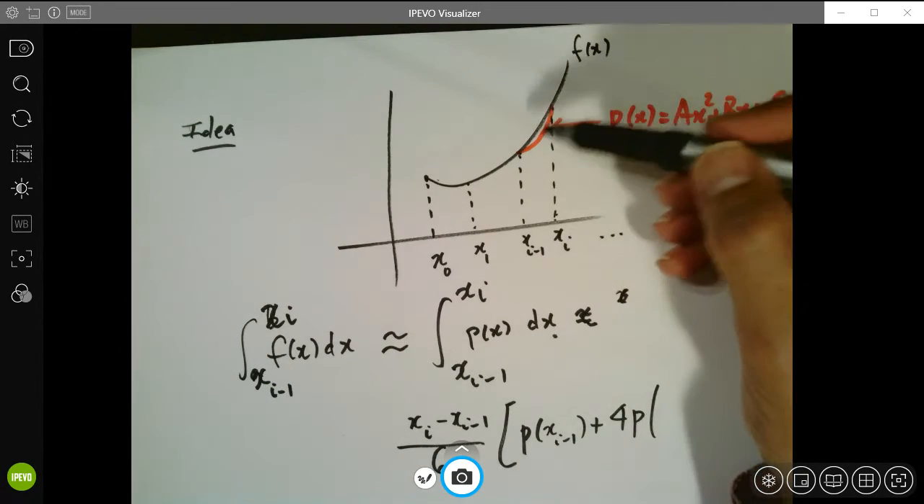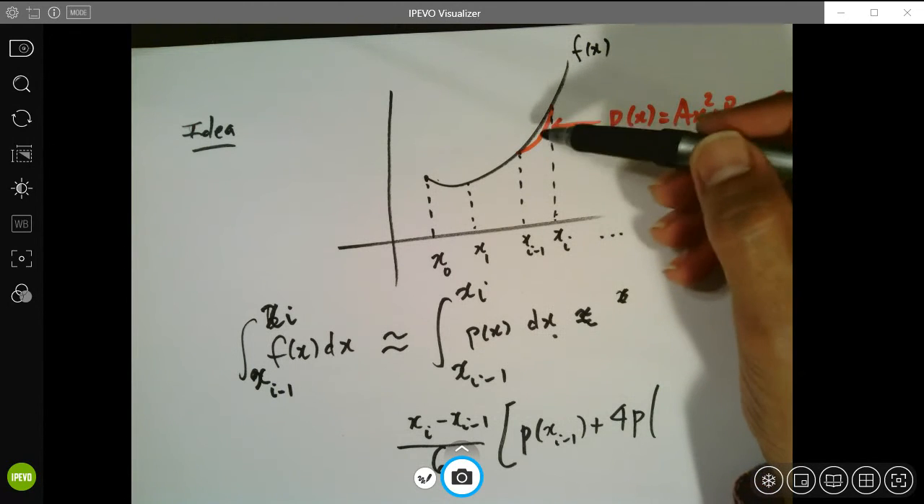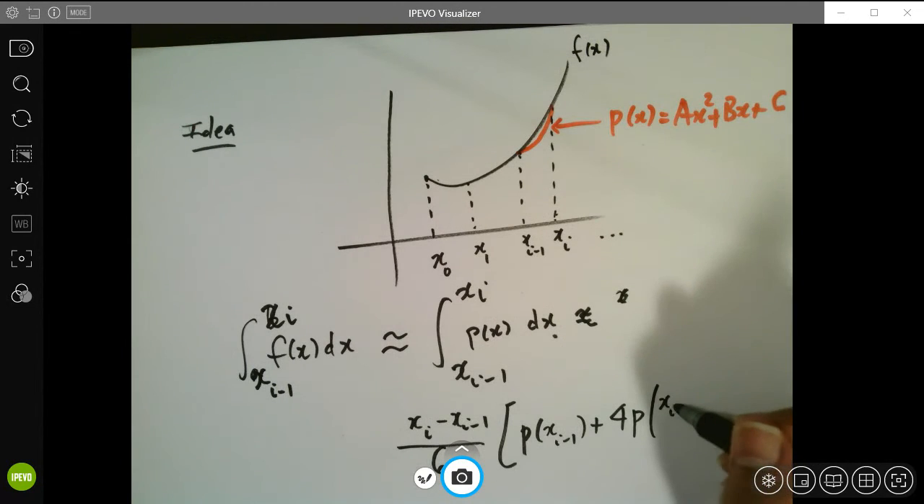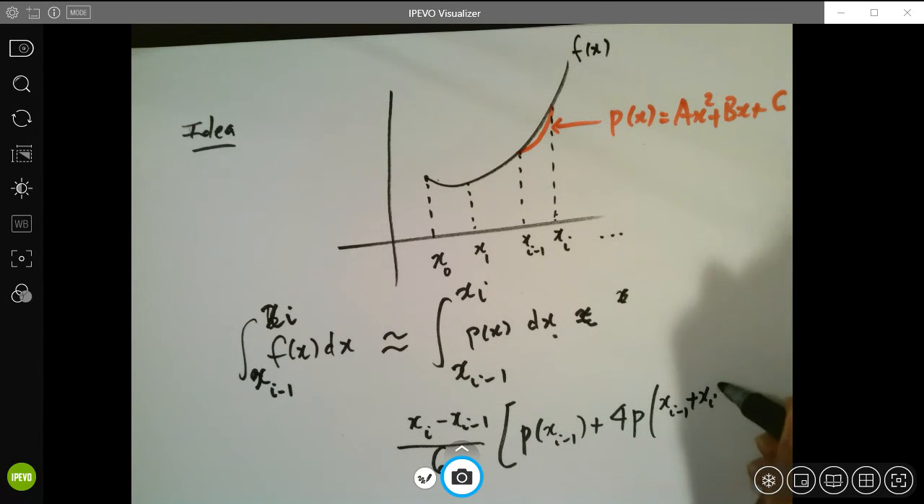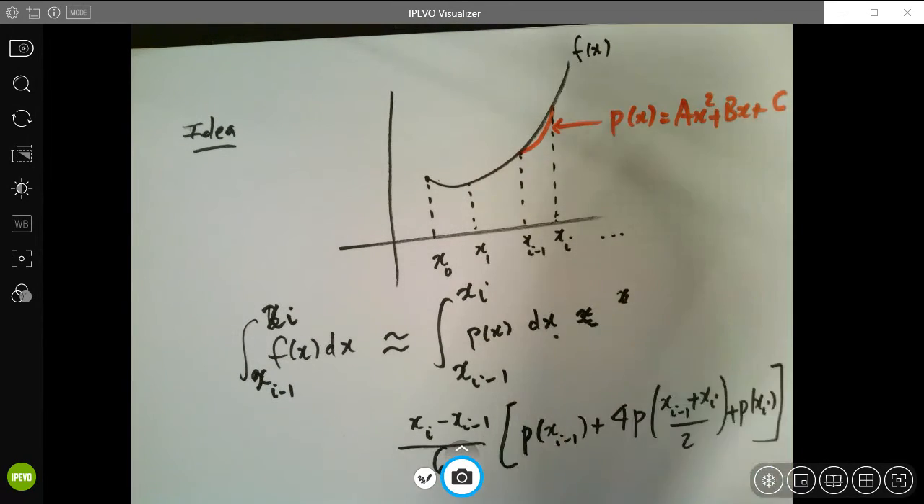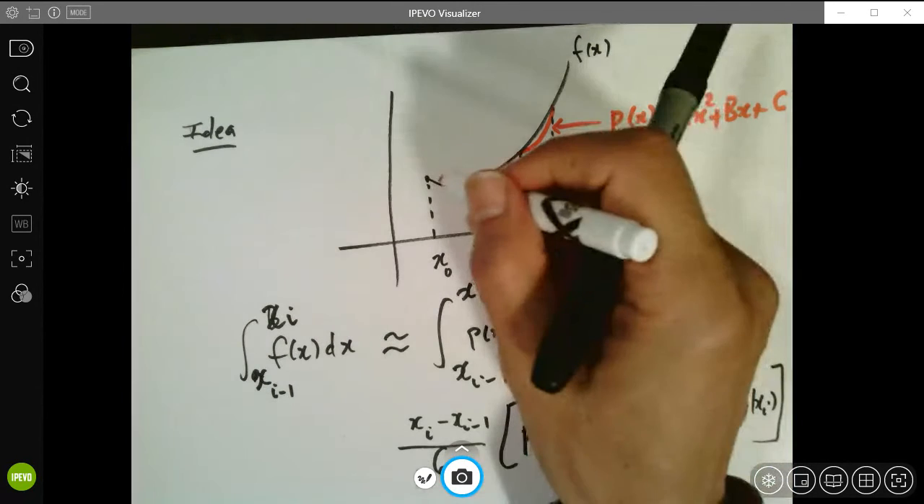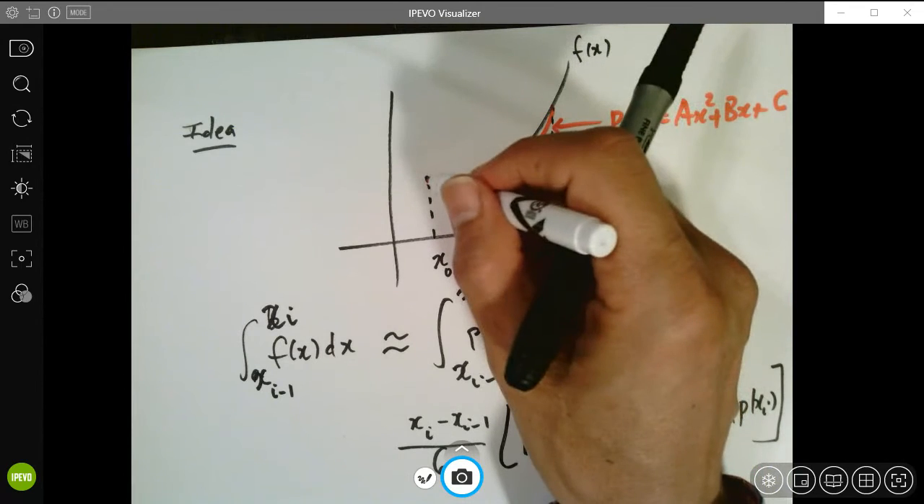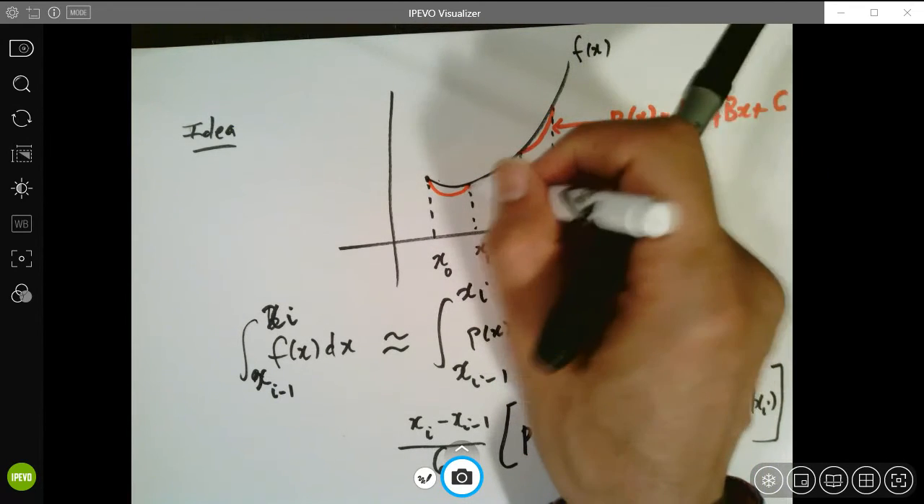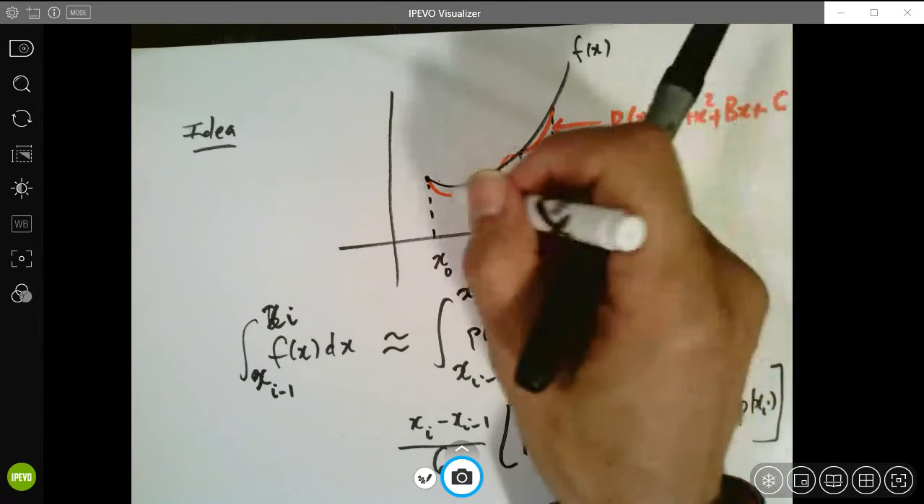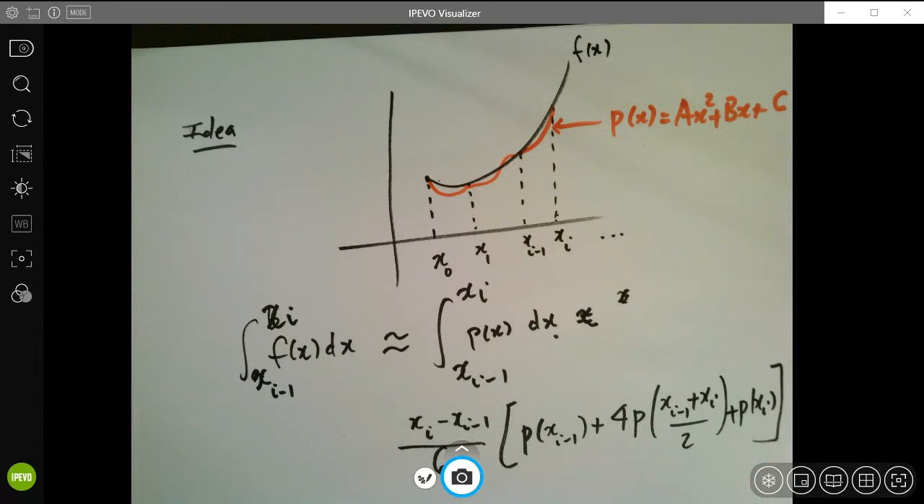Because we gave the approximation, this is not trapezoid, it's not linear, it's what? P of x_{i-1} plus x_i over 2 plus p of x_i. Now we just add them up. We keep adding up these approximations of these linear functions. Then we will get what we get, and this is exactly the idea.